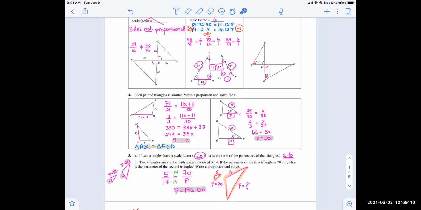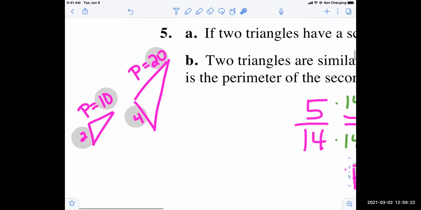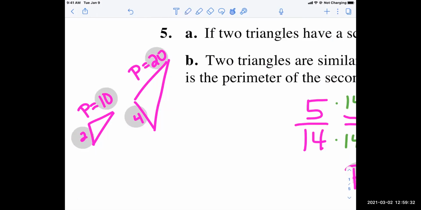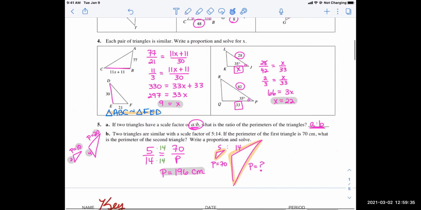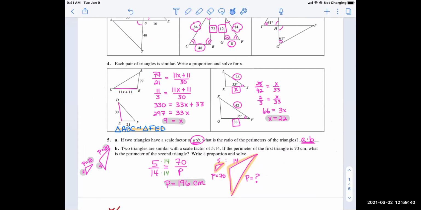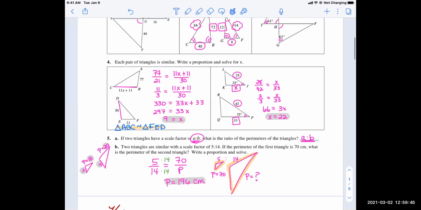But if 2 triangles have a scale factor of, for example, 2-to-1, sorry, this one's 1-to-2, the perimeters will have the same scale factor. It'll also be 1-to-2. So perimeters are in the same scale factor as the shapes are. Okay, so you don't have to actually find all the side lengths in order to answer what the perimeter is for 5B, if you know that the scale factor is the same as the perimeter ratio.